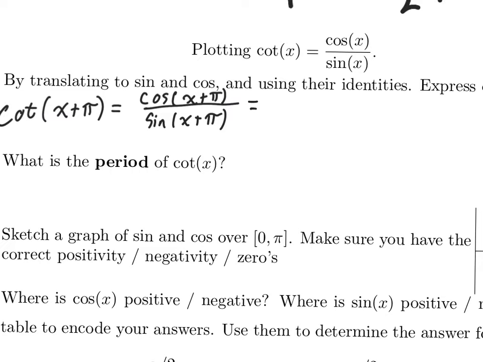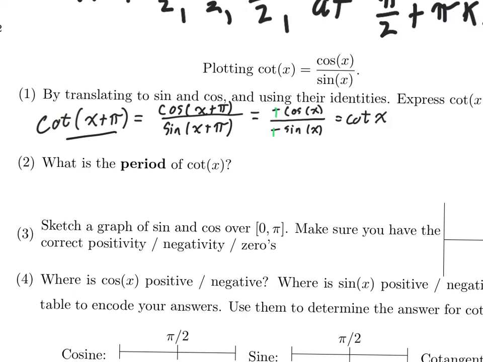What does cosine do when I add pi to an angle? Well, remember, adding pi to an angle reflects the point on the unit circle that you get over the origin. So x values become negative and y values become negative. So cosine of x plus pi is negative cosine of x. Sine of x plus pi is negative sine of x. Just like last time, the negatives cancel, and you are left with just cotangent of x. So, because cotangent of x plus pi is the same as cotangent of x, cotangent has a period of pi.